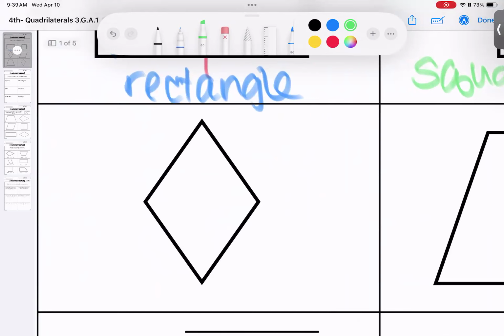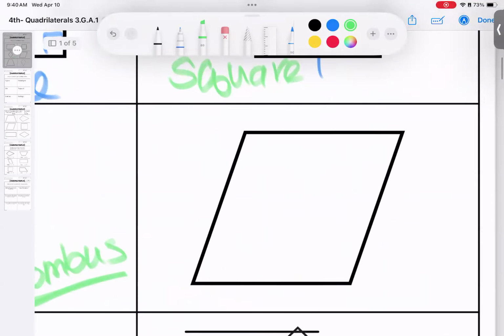Then we have our lazy square. We have four sides that are equal. We don't have right 90-degree angles. This, excuse me, is a rhombus. We joke that this is the lazy square. It has all the characteristics of a square, but a little bit of a lean.